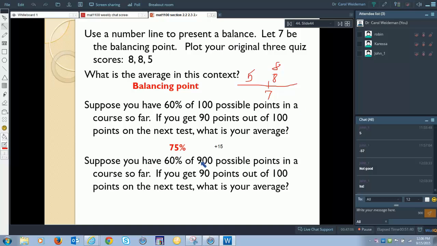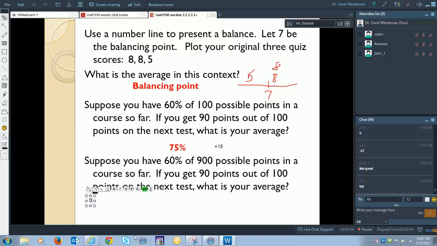Suppose you have, now here's the difference. You have 60% of 900 points. If you get 90 points out of 100 on your next test, what is your average? Okay, this one's different, isn't it? Because you've got 60%. Let me go over to another whiteboard because I'm going to run out of space. I can do it down here. I have space over here.